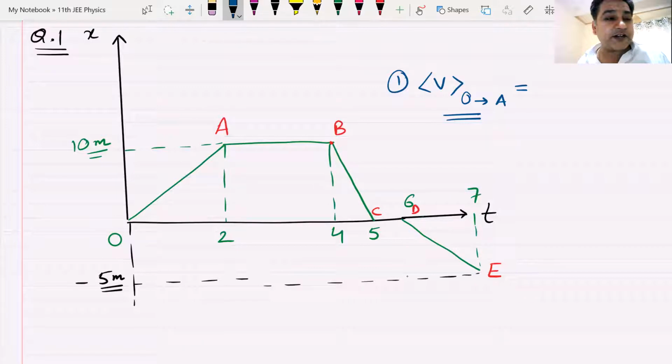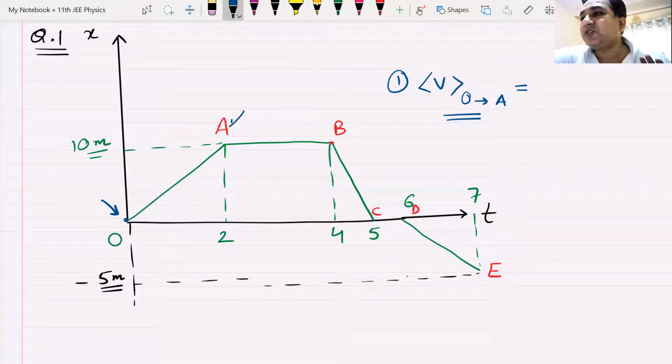And how did we get that answer? Total displacement. The particle is at O. This is the initial position. The position is 0. A is the final position. The position is 10. Final minus initial position is the answer, and I'm happy about it.